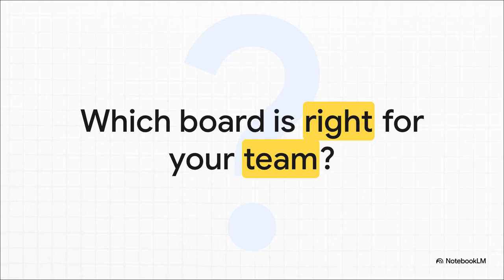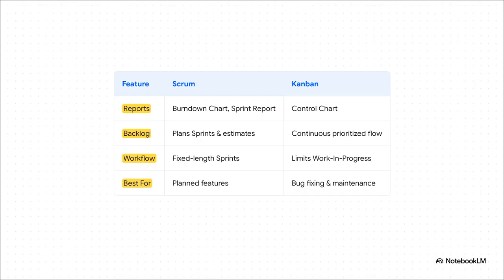Because your choice between Scrum and Kanban is going to fundamentally change how your team sees and manages all of its work. Okay, so this table really breaks it all down. But here's the simple way to think about it. You go with Scrum when you're working in these fixed-length chunks of time called sprints. It's perfect for teams that have a roadmap and are building planned features. Kanban, on the other hand, is all about continuous flow. It's fantastic for teams doing things like support or maintenance, where work is more unpredictable, and the goal is to just keep things moving smoothly.